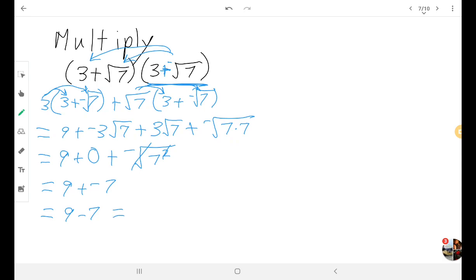Or, here's another way of looking at it, 3 squared, because remember to get the 9 we did 3 times 3, minus the square root of 7 squared. That's an important way to look at it. And either way, you do 9 minus 7, and you get 2.